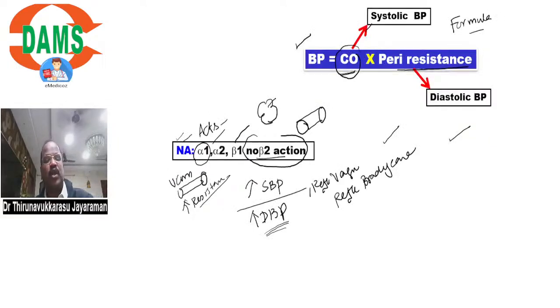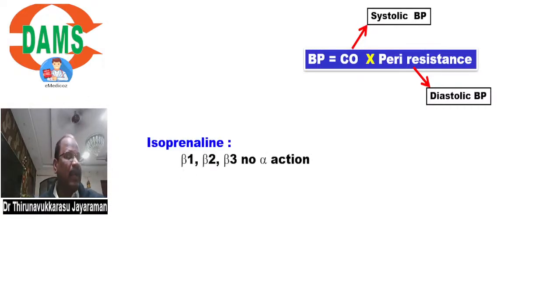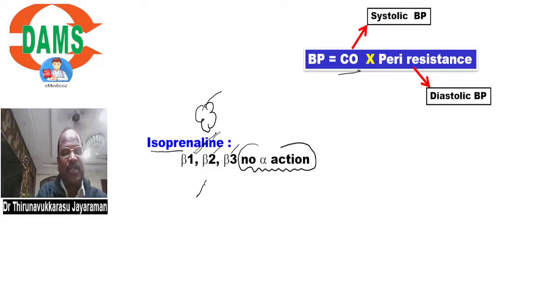In other words, you should also know this point. For example, what happens to heart rate and BP by using isoprenaline? This is also a very important point. Remember, isoprenaline usually acts on beta 1, beta 2, beta 3, and it has no significant action on alpha. So, actions are mainly on beta. Now calculate: because of beta 1 action on the heart, it may increase cardiac output. Thereby, systolic BP increases.